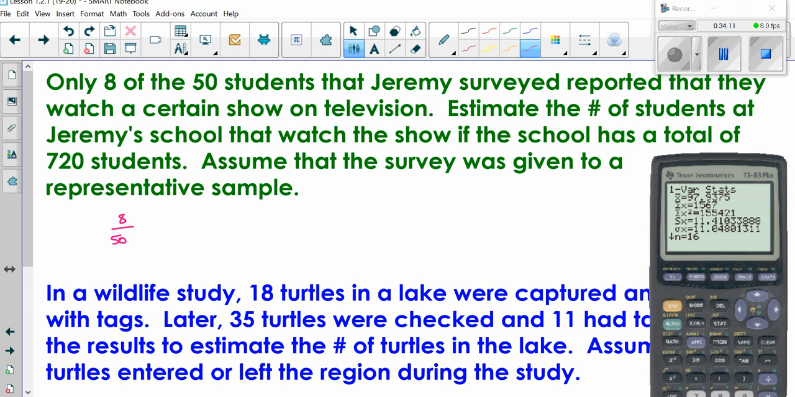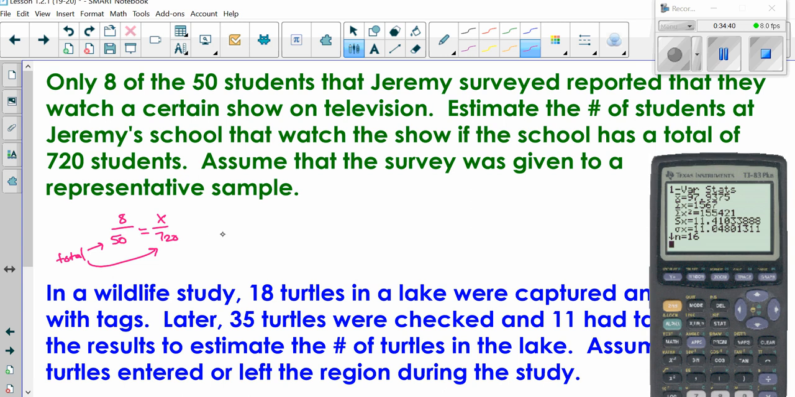So I would say 8 over 50. So 8 out of 50 students is equal to, notice that this is your total. So 8 students out of 50. And then it says that there's 720 students at Jeremy's school. I want to know how many of them out of the 720 watch the show. So I would say x over 720, because again, that's a total. Notice that my denominators both represent totals.